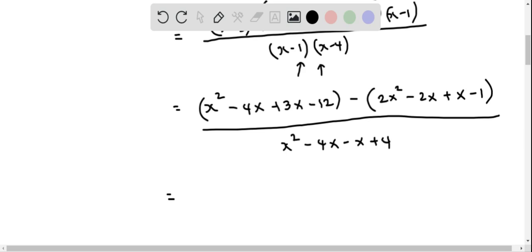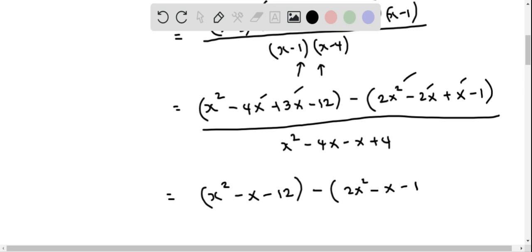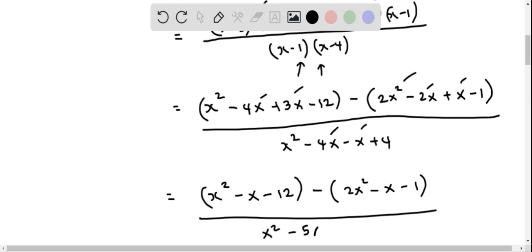Now let's simplify this. This is the first expression, x squared. Negative 4x plus 3x is negative x. And then we have negative 12. We put these brackets, and this one is 2x squared. Negative 2x plus x is negative x, and then we have negative 1, and this is divided by x squared, negative 4x, negative x is negative 5x, plus 4.